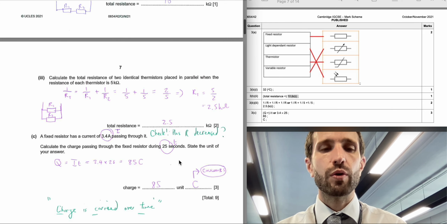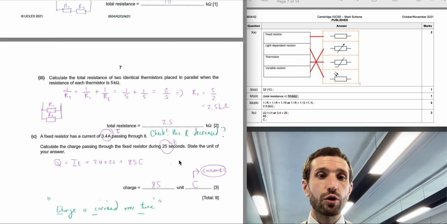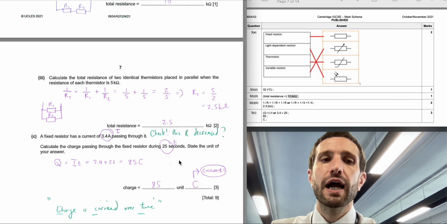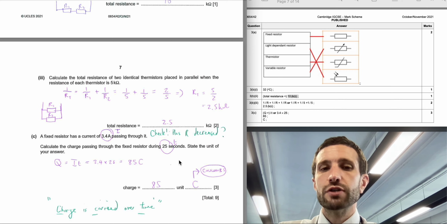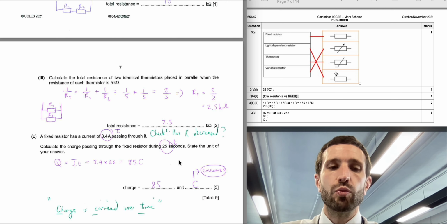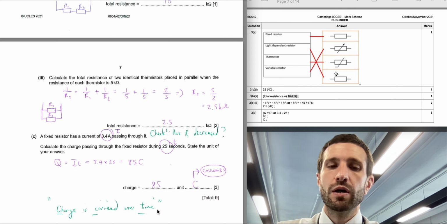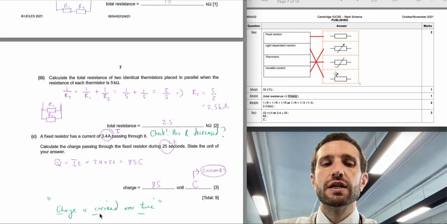Last one then, and again, one which I think students have trouble with. I don't think students like this particular equation. We've got a fixed resistor with a current passing through it, and you're asked to calculate the charge. Now I try and remember my equations in certain ways, and whilst I was doing this, I came up with a few different mnemonics. One of them: charge is carried over time. Not the most amazing one, but here we're going for charge.